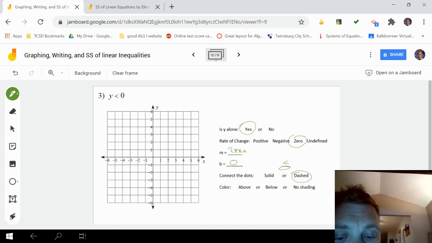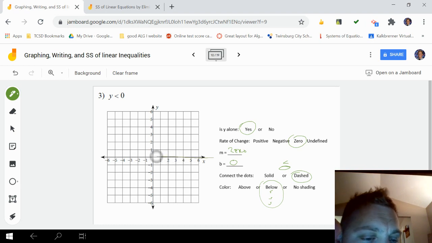Is that going to be above or below? y is less than 0. What do you think less than means? Good, it has that L right there to spell the word less. So when we do that, this is actually going to be on the x-axis, which is kind of cool. It's kind of hidden there.